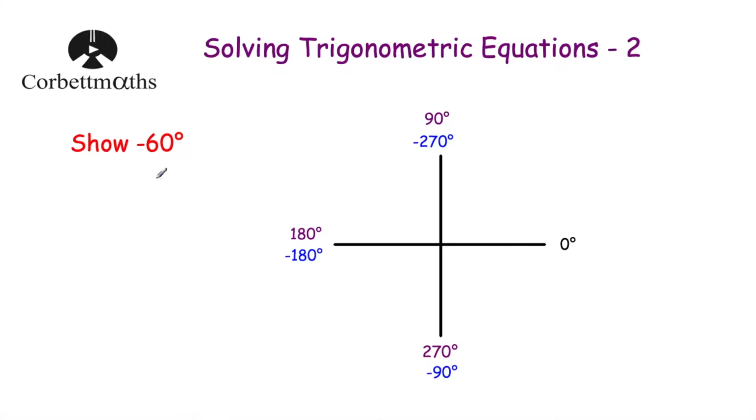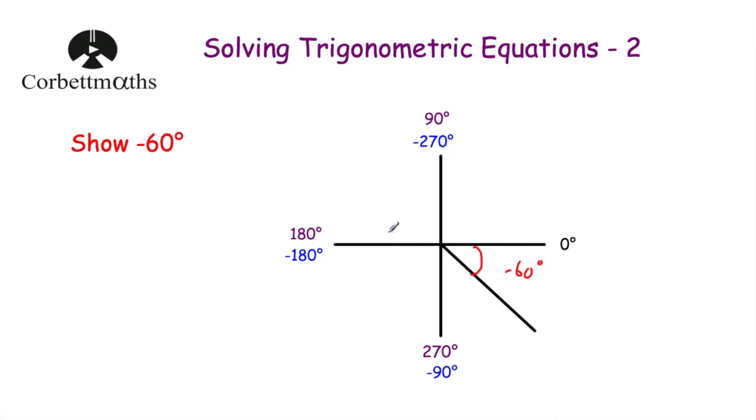So if we want to show negative 60 degrees on the CAST diagram, we get our ruler and pencil. We would measure 60 degrees clockwise, going down this way, and draw a line. That angle would represent negative 60 degrees, going around clockwise from that 0 line. So positive angles go around anti-clockwise, and negative angles go around clockwise.